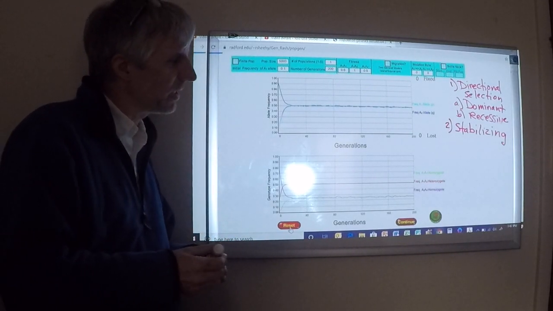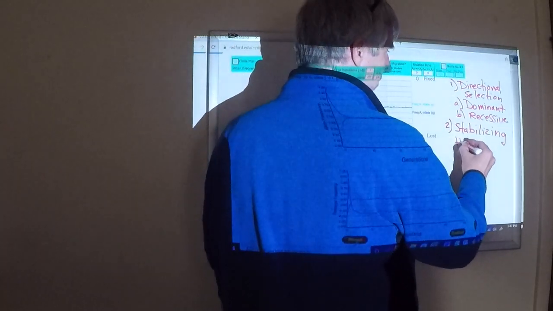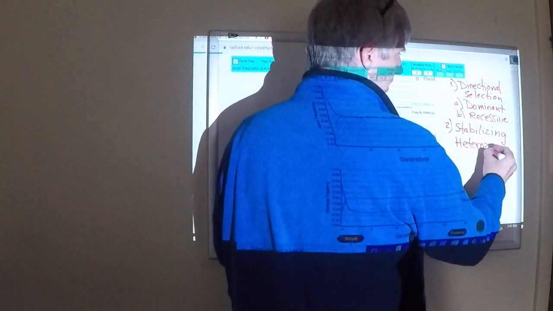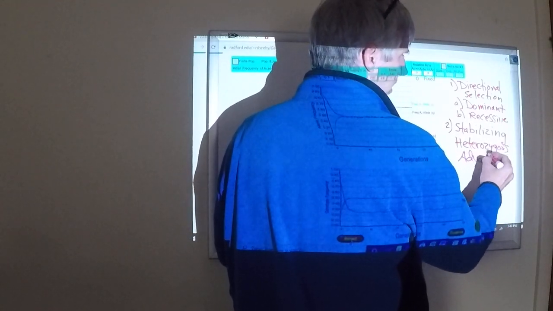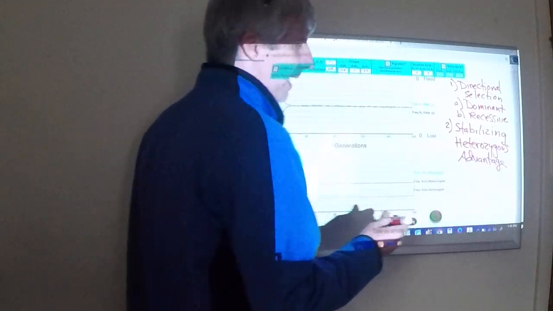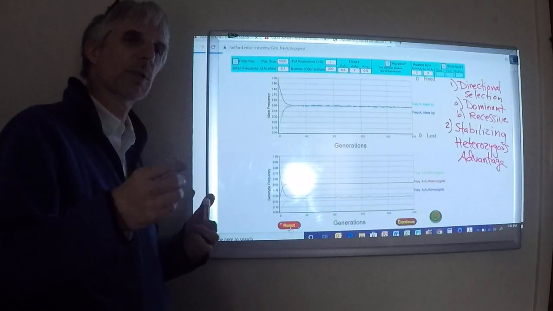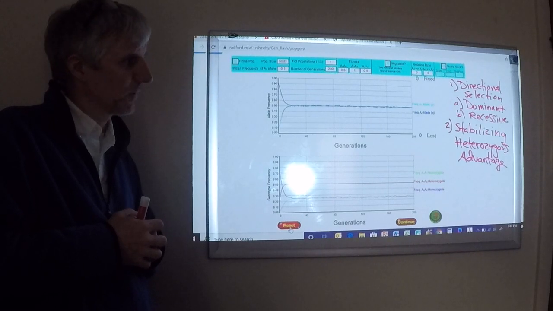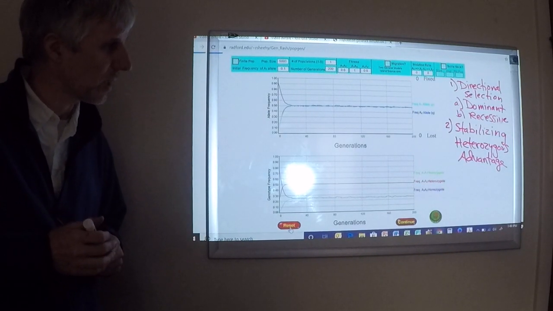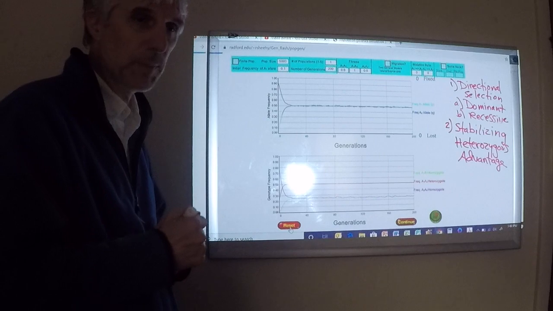This particular condition is called heterozygous advantage. And it occurs wherever both alleles together confer an advantage that neither of the homozygotes have. Best studied example is sickle-cell anemia.